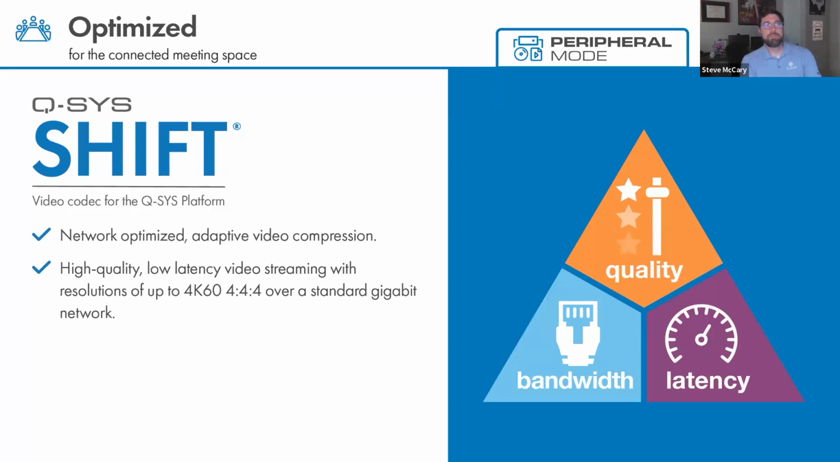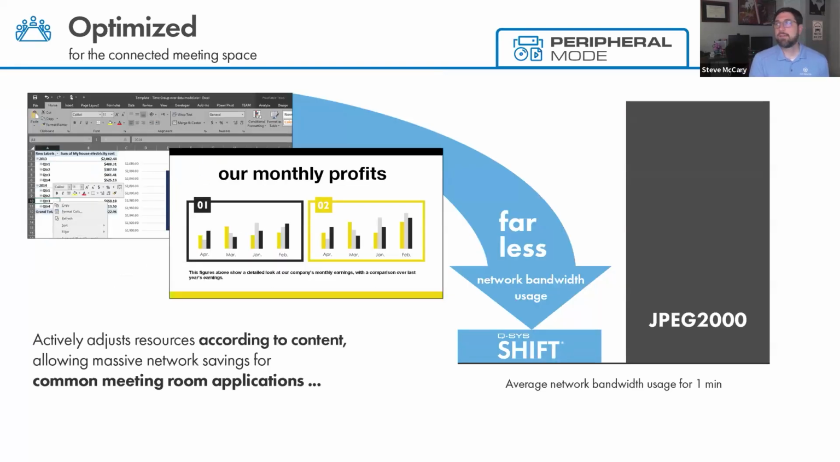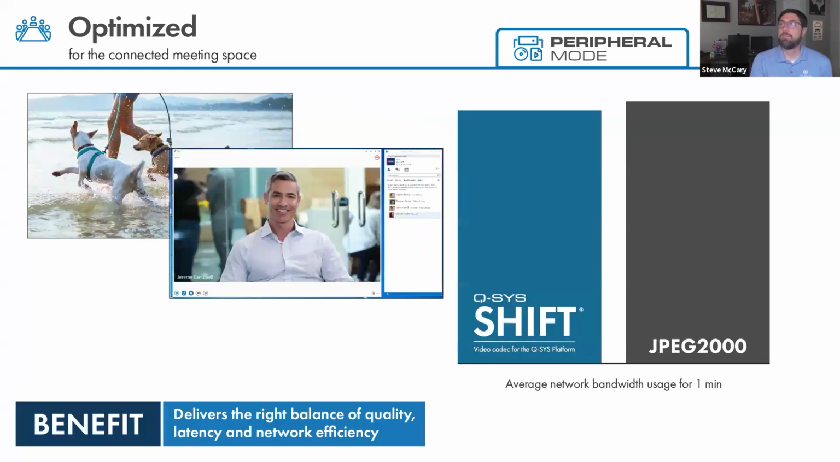This is all accomplished by using what we call Shift. So this is our video codec that we use in the Q-SYS platform. It is a variable codec in that we only use as much bandwidth as we need based on the content that we are delivering. So in this case, if we're just looking at a static spreadsheet, we're not going to use as much bandwidth. Whereas if we get into a lot of full motion video, then yes, we would use more bandwidth.